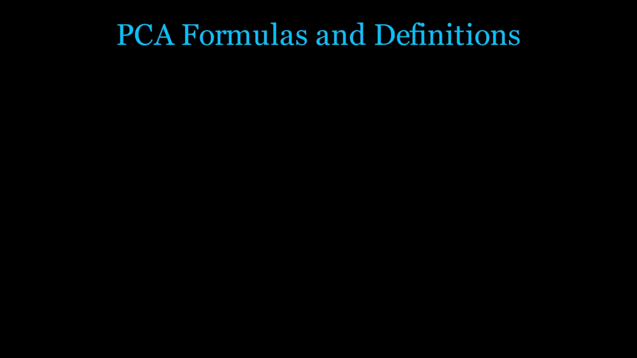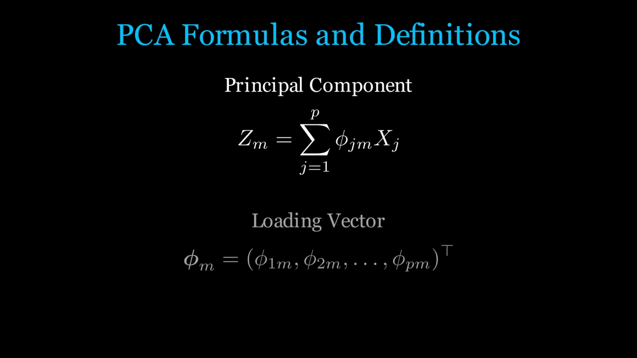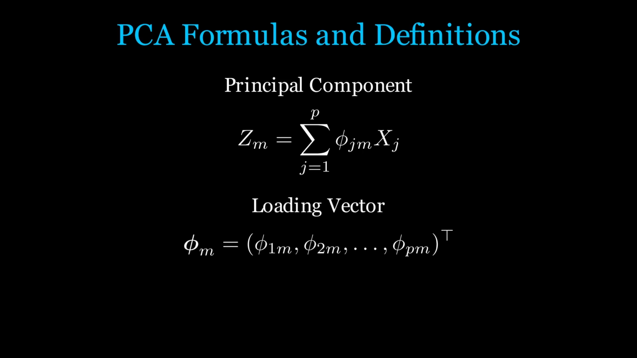Expanding on our 2-dimensional example, let's define the general formulas for principal component analysis. First, we have the mth principal component, which is a linear combination of the original p features. We saw this formula earlier when we discussed dimension reduction methods. The weights used in this combination, phi, are called loadings. The loading vector for the mth principal component is given by the formula shown here, which represents a transposed vector of the coefficients for p predictor variables.